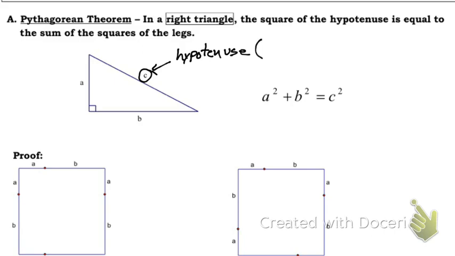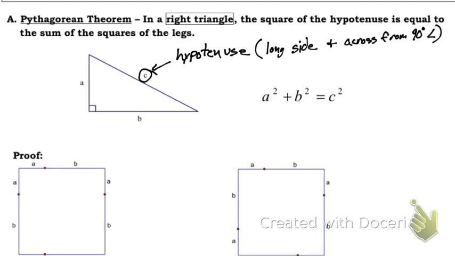Easy way to remember it, it is the long side of a triangle, and it's also across from the 90 degrees. So in picture form, you're going to find the one that's across from 90 degrees. That will be your hypotenuse.